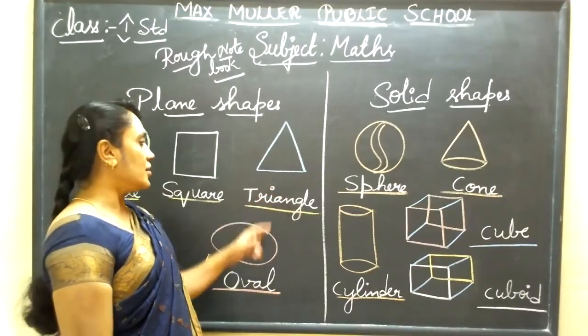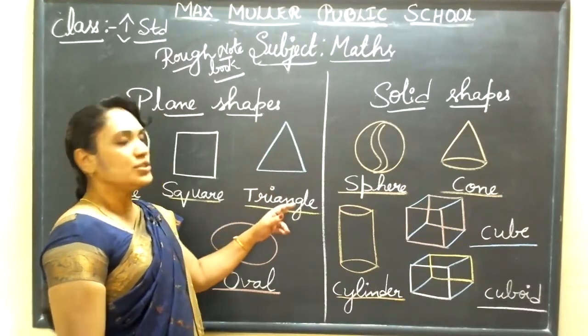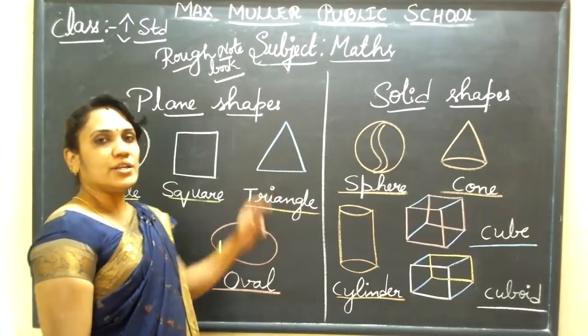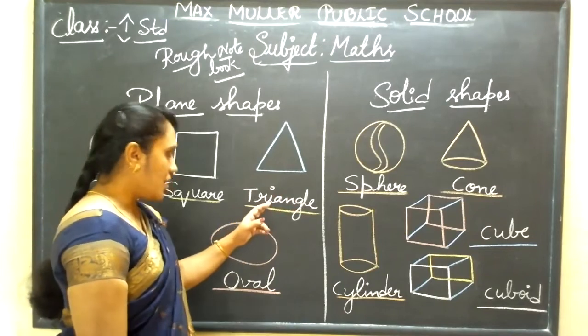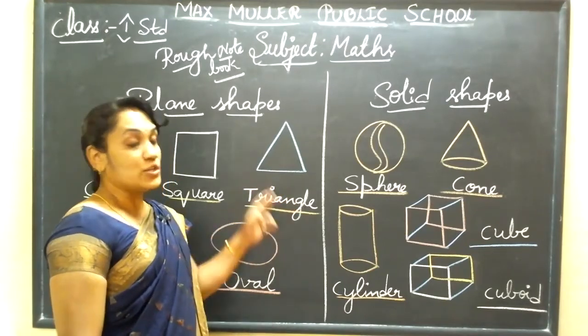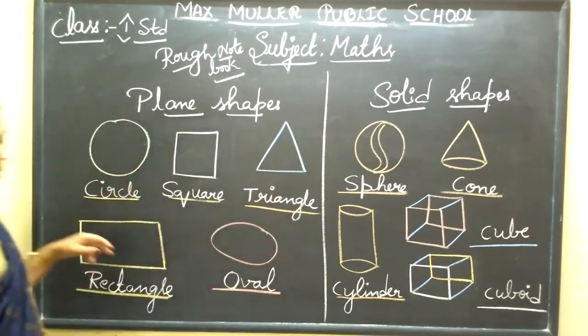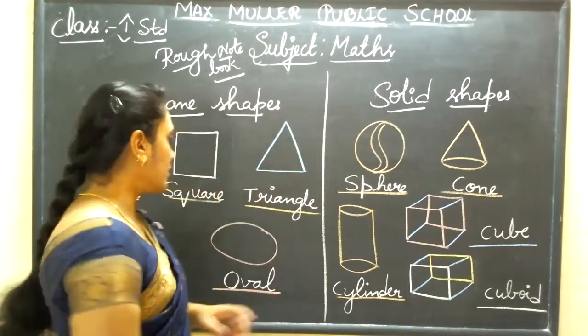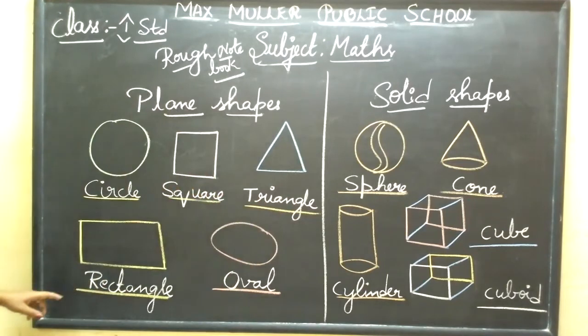Triangle, triangle. You should learn the spellings also. Shapes also you should learn to draw, and spellings also you should write it correctly. Practice like that.